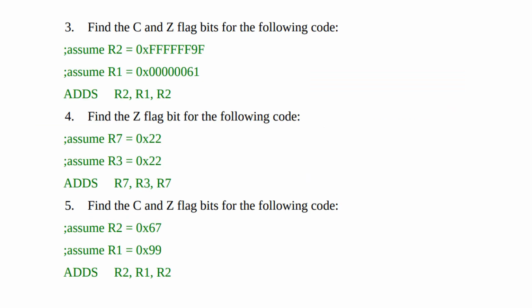Right, let's come to the last slide. I hope these examples will clarify things for you. You can do it on your own and answer in the comment section. Find the C and Z flag bits for the following code. Assume R2 equals 0xFFFFFF9F and R1 is 0x00000061. So if you add them, what happens? Similarly, example 4 and example 5. Do let me know in the comment section and I'll verify them.